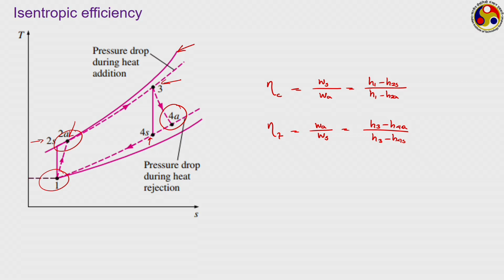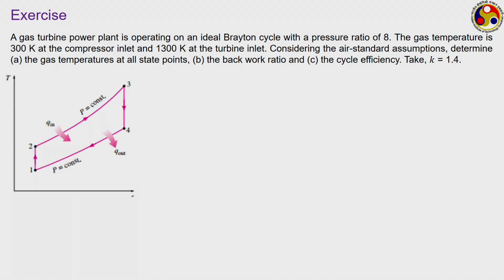So, the effect of isentropic efficiency we shall be considering in the next lecture while solving a numerical problem. Let us end up today by solving a numerical problem involving an ideal Brayton cycle. An ideal Brayton cycle is just this, that is both compression and expansion processes are isentropic and there is no pressure drop anywhere in the cycle.